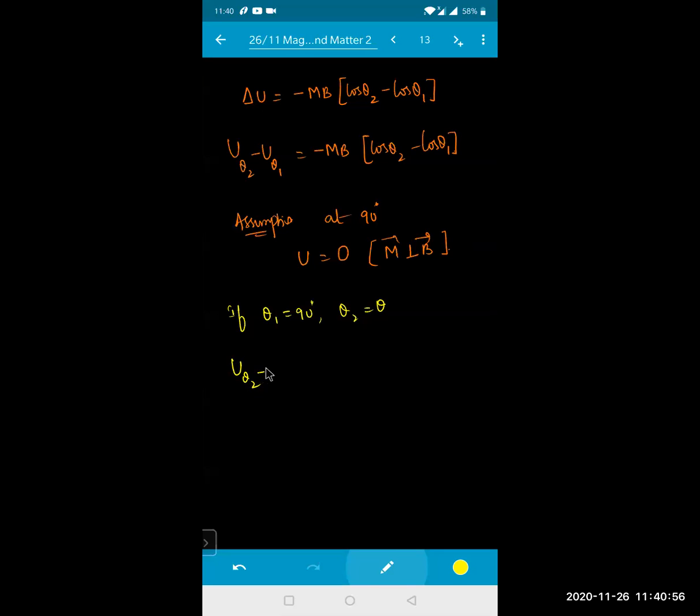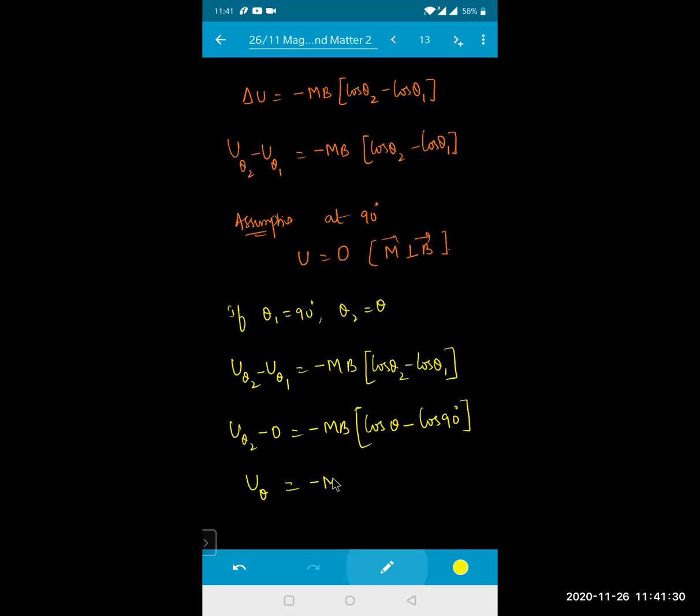Energy at theta 2 minus energy at theta 1 is equal to minus mB into (cos theta 2 minus cos theta 1). So theta 1 is 90, so the energy at 90 degrees will become 0. So U at theta 2, minus 0, is equal to minus mB into (cos theta 2 minus cos 90). Cos 90 is nothing but 0. So at a certain angle theta, U is equal to minus mB cos theta. Is that clear?